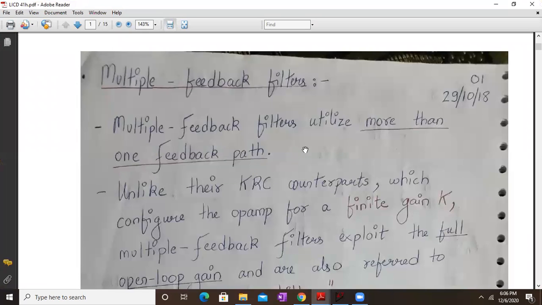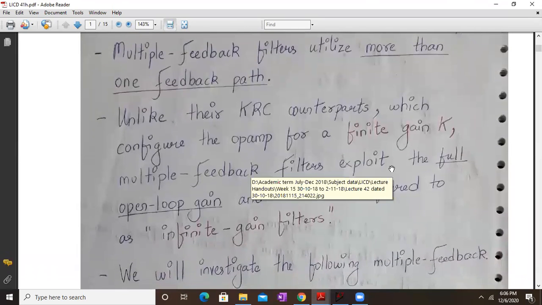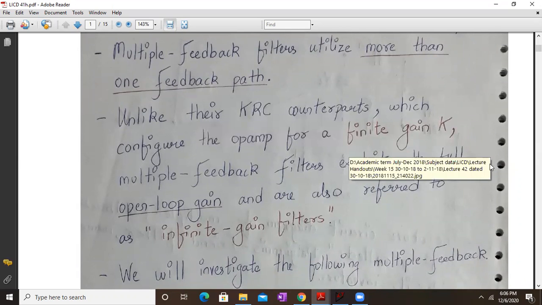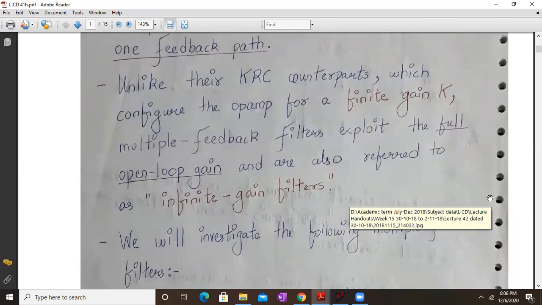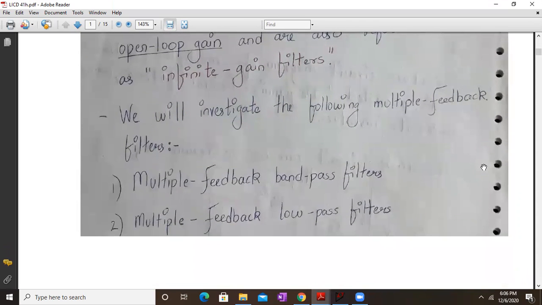Multiple feedback filters utilize more than one feedback path. Unlike their KRC counterparts, which configure the opamp for a finite gain K, you remember KRC filters have a finite gain K which depends upon the RA and RB resistors. Multiple feedback filters exploit the full open loop opamp gain and are also referred to as infinite gain filters. We'll investigate the following multiple feedback filters: the multiple feedback bandpass filter and the multiple feedback low pass filter.